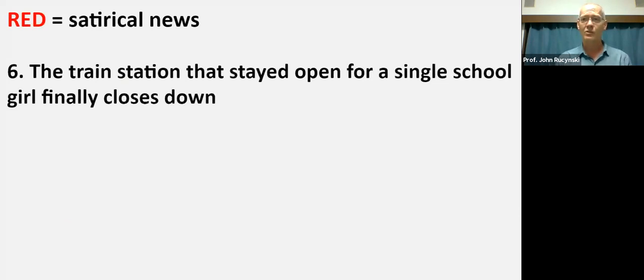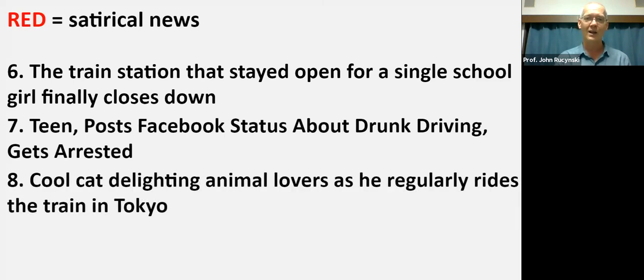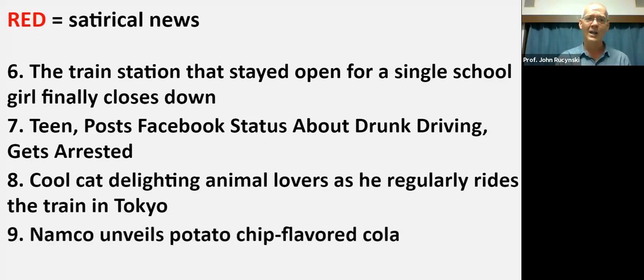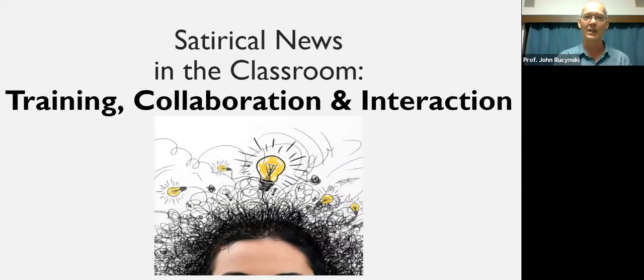Okay, if you live in Japan, you probably know the one about the train station was true. This one, you know, we see people do such stupid things on social media. So this is true. And we see lots of stories like this. Nine, believe it or not, is a true one. I haven't tried it. But of course, one of our favorites, foreigner in Japan tries natto, dead at 25, of course, is from the Rising Wasabi.